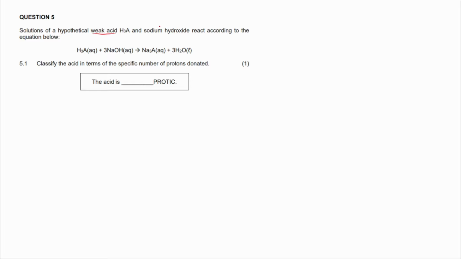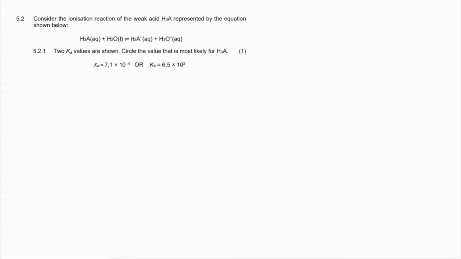It is balanced. They say 5.1, we have to classify the acid in terms of the specific number of protons donated. So yes, we know this is a polyprotic acid. It can donate several hydrogens, several protons. But in this case, because it has 3 hydrogens, it can donate 3. So it is triprotic. From mathematics we have polynomials, and if we have 3 terms, it's a trinomial. It's very much the same thing. We have something that's polyprotic, but if it can donate 3 protons, it's triprotic.